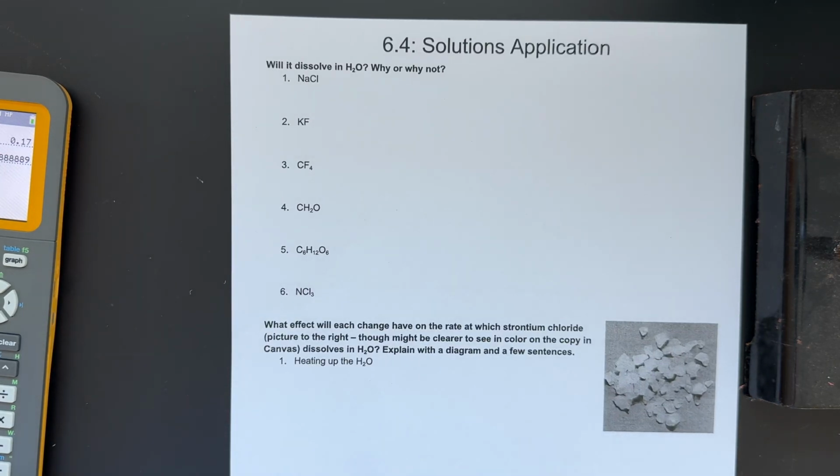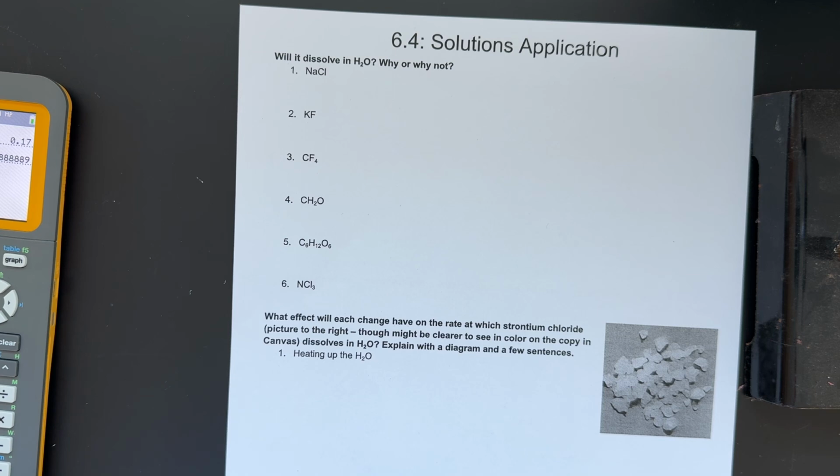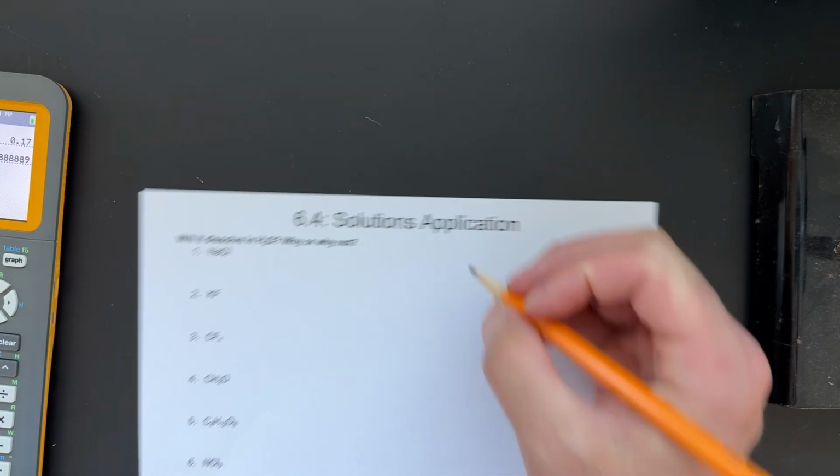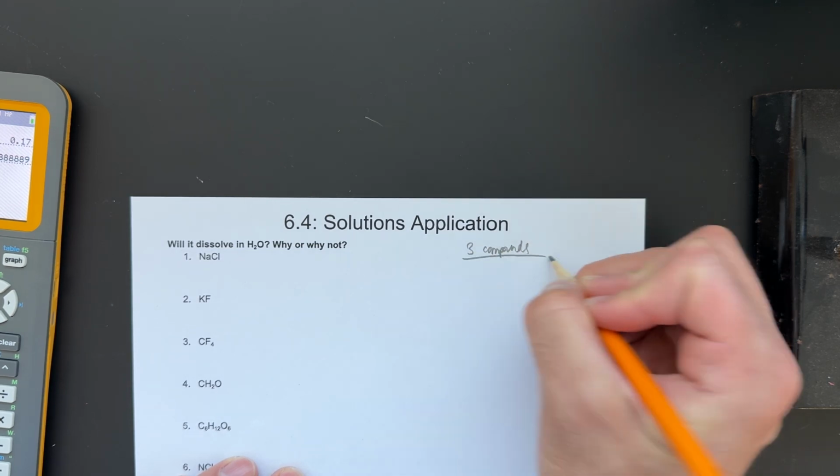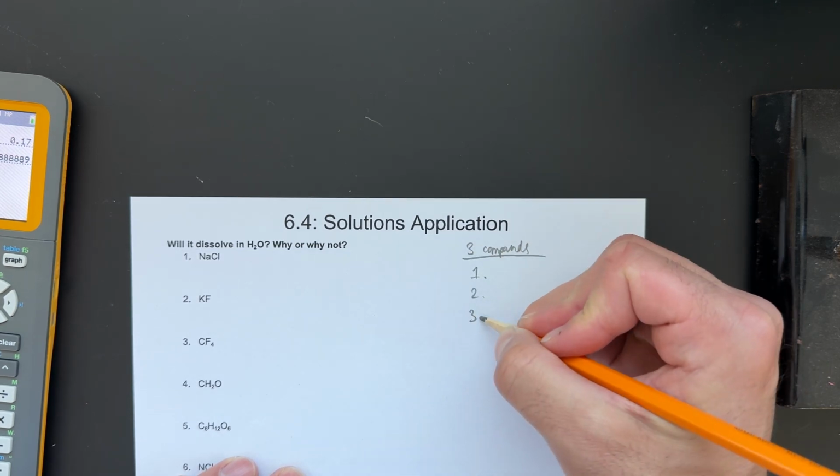For 6.4, there were 3 things that we learned. For one, we learned dissolving rules. Will it dissolve in water, why or why not? And remember, what we said is that there's going to be 3 compounds. There's 3 types of compounds. There's more than that, but here are at least 3 of them that we learned.